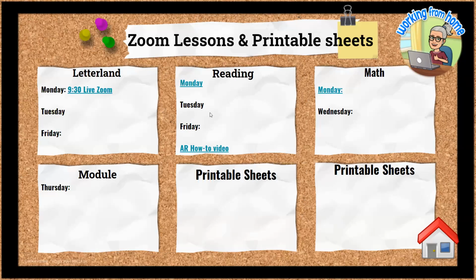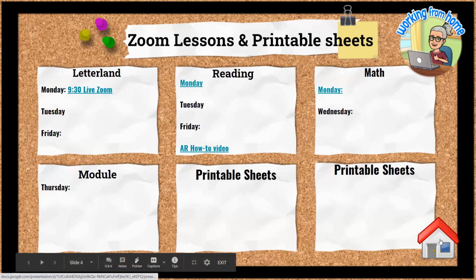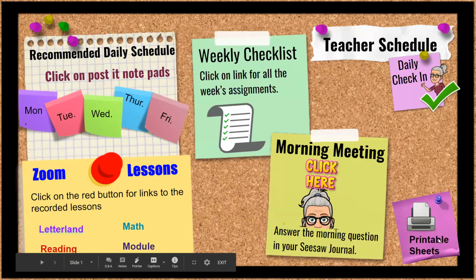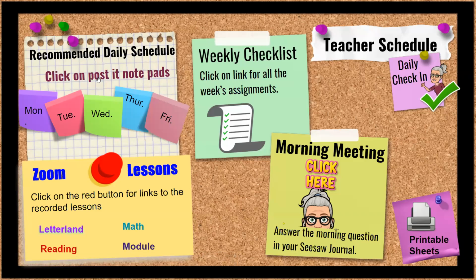So I've not done Tuesday. See how Tuesday, Friday, Wednesday, Thursday, they're all black. I've not linked them yet, okay? Now I'm going to click on the house to go back to the first one. And then right here, recommended daily schedule.